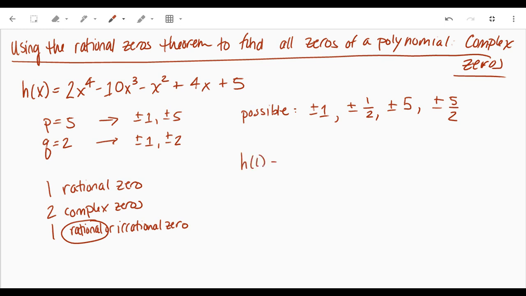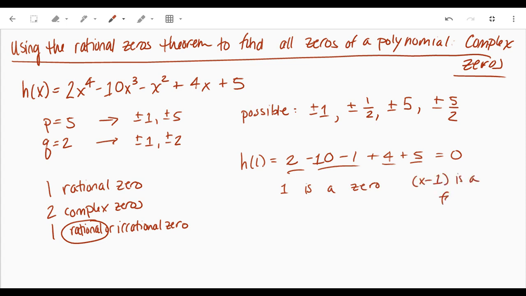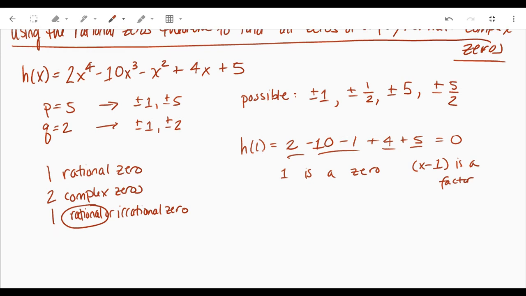H of 1 will be 2 times 1 to the 4th minus 10 times 1 minus 1 plus 4 times 1 plus 5. So we've got 11 minus 11, so that is 0. So we got one already, okay? 1 is a 0, which means x minus 1 is a factor, and we can divide it out.